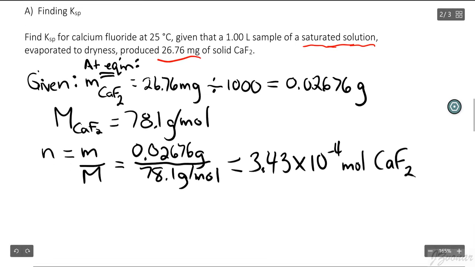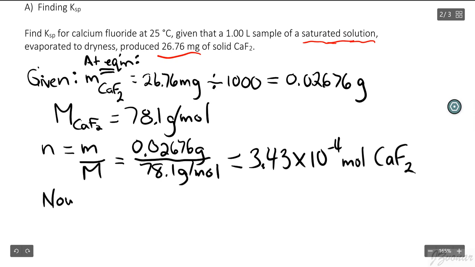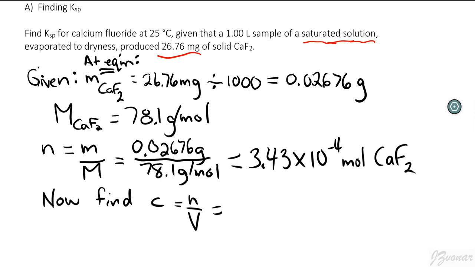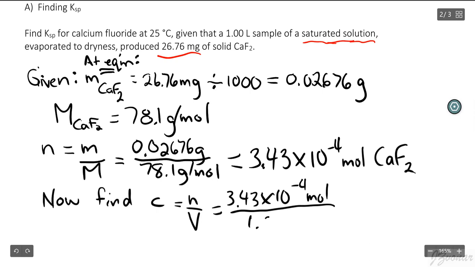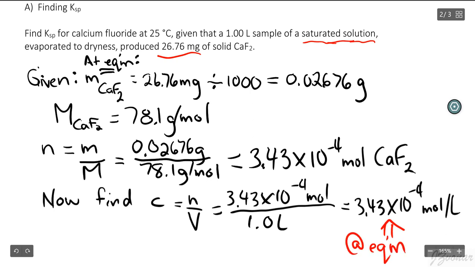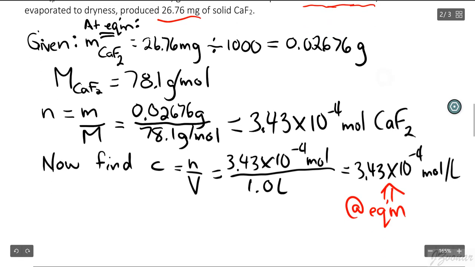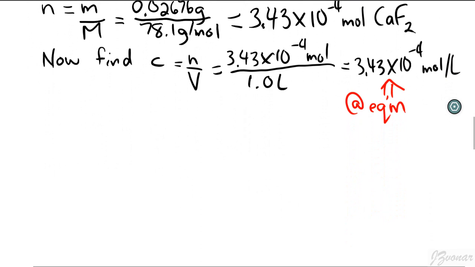Now we can find the concentration. Okay, so C equals n over V. I just calculated my moles. I know that my volume is 1 liter. So it's 3.43 times 10 to the negative 4 moles over 1 liter, which gives me a concentration of 3.43 times 10 to the negative 4 moles per liter. All right, so this is at equilibrium, because we're talking about a saturated solution. So there's a bit of prior work here that we have to do before we can start finding the Ksp.